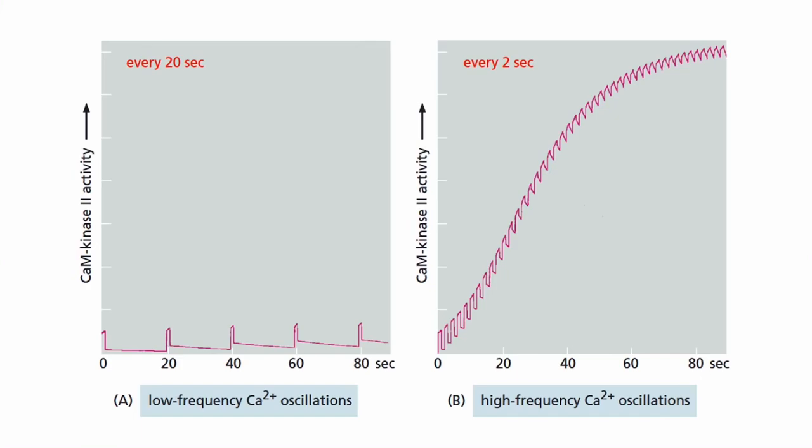The binding of calcium calmodulin to the enzyme is enhanced by CAM kinase 2 autophosphorylation, so it is an additional form of positive feedback, which helps to generate a more switch-like response to repeated calcium spikes.